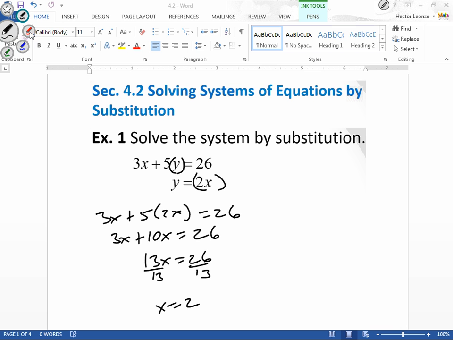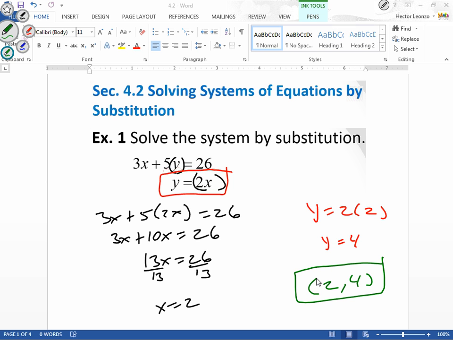Now, to find y, I'm going to use the equation where y was by itself, y equals 2x. So I'm going to write y equals 2, but instead of x, I'm going to use the value 2. And the reason why, because I know that's what x equals. So I'm going to replace x with a number. So I'm going to get that y is equal to 4, right? 2 times 2 gives me 4. So now my solution is the point 2, 4.